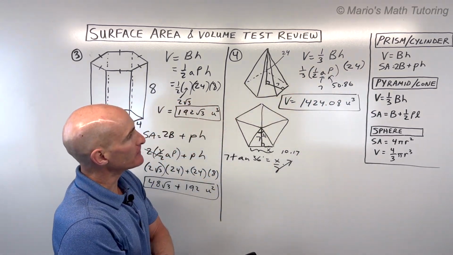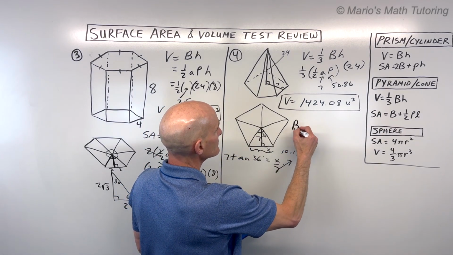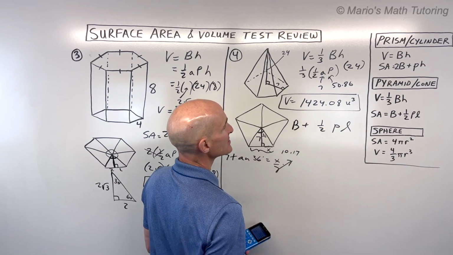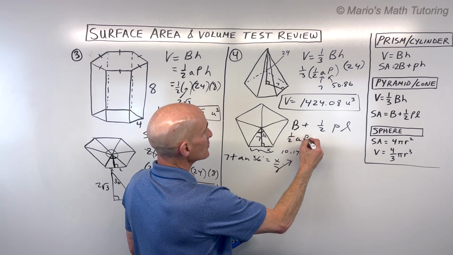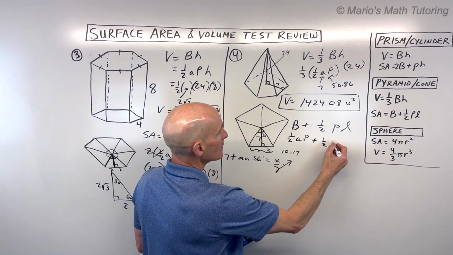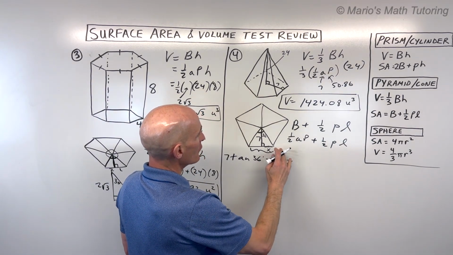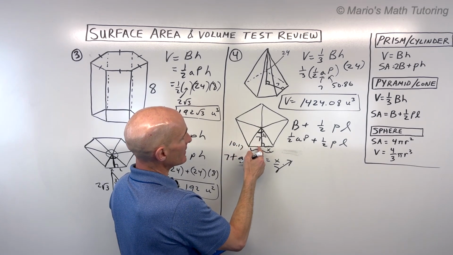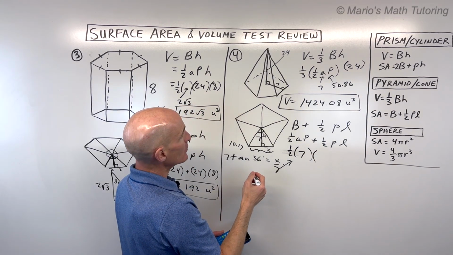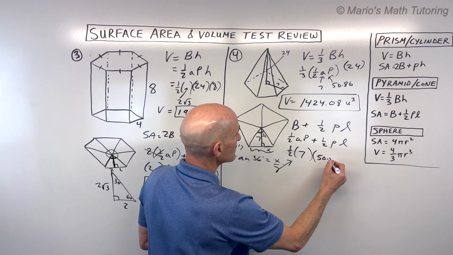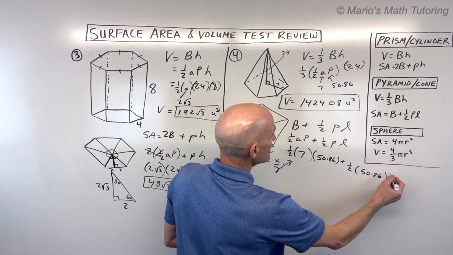Now for our surface area, since it's a pyramid, we're going to use this formula right here. We're going to say the area of the base plus 1/2 the perimeter of the base times the slant height. Now the base, again, we know it's a regular polygon, so we can do 1/2 apothem times perimeter. And so if we substitute in a little bit further here, this is 10.17 for a side length. We've got 1/2 the apothem, which they tell us is 7. The perimeter we said was 50.86 plus 1/2 the perimeter, again, 50.86, times the slant height.